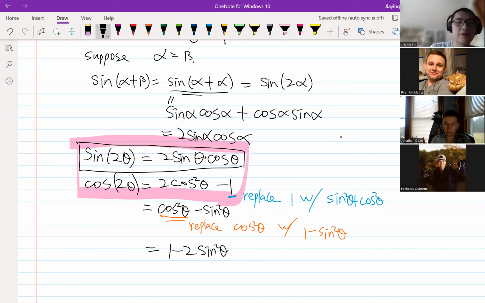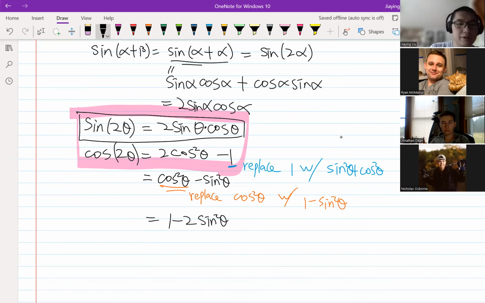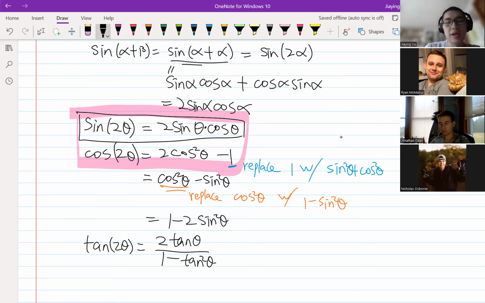Now the book has a formula for tangent 2 theta. I'm going to put it here, but I'm probably not going to use it in this form. Tangent 2 theta equals 2 tangent theta divided by 1 minus tangent squared theta. I always use sine 2 theta over cosine 2 theta whenever I need to. I don't memorize it. But the sine double angle formula and the cosine double angle formula, you should memorize them because it's definitely going to save time.